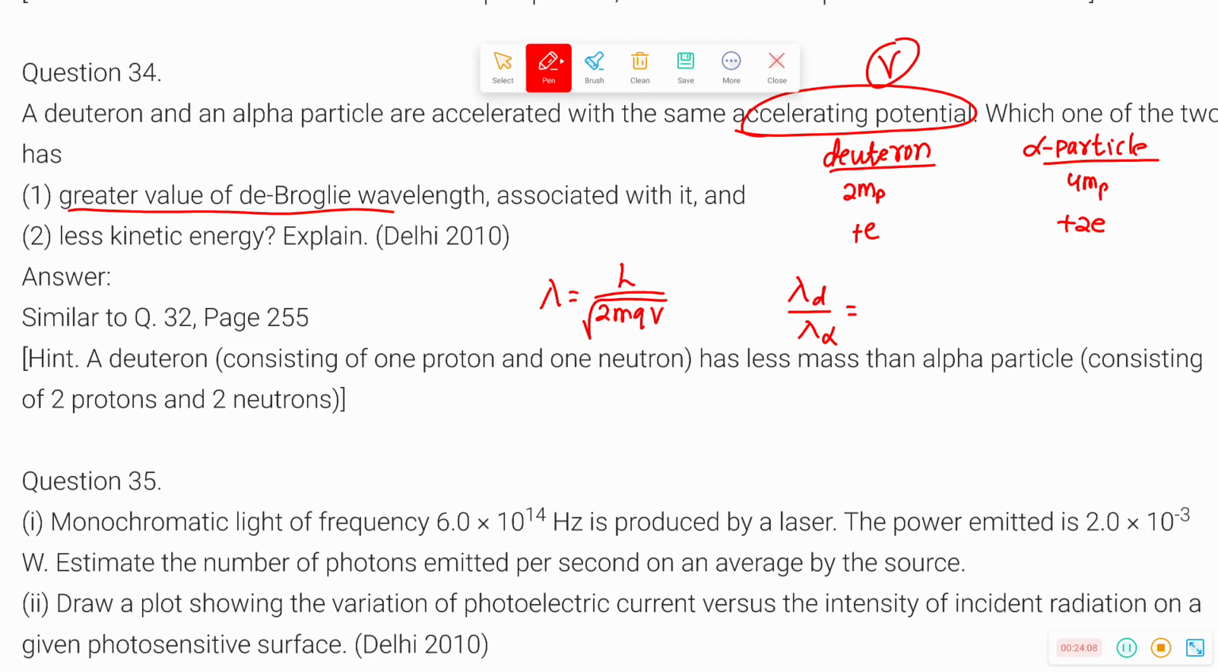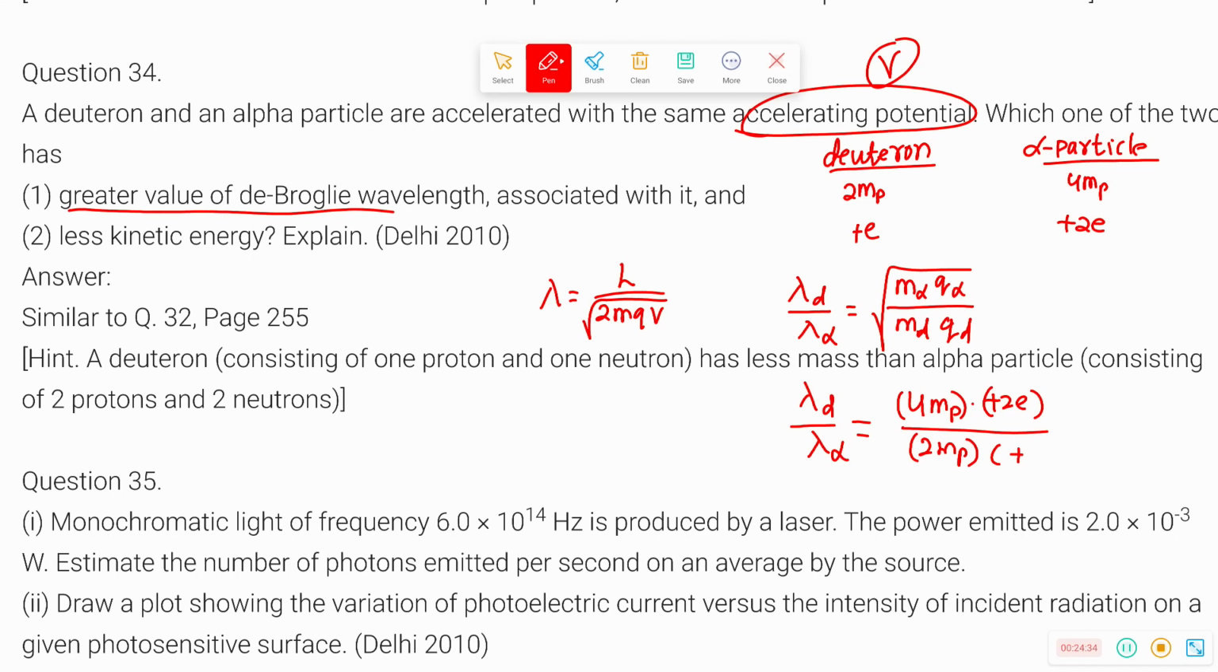Charge and mass are different. So I can write here root of mass of alpha into charge of alpha by mass of deuteron into charge of deuteron. Now substitute and check here. Lambda d by lambda alpha: mass of alpha is 4 times mass of proton into q alpha is 2e, and this one is 2 mp and this one is plus e.